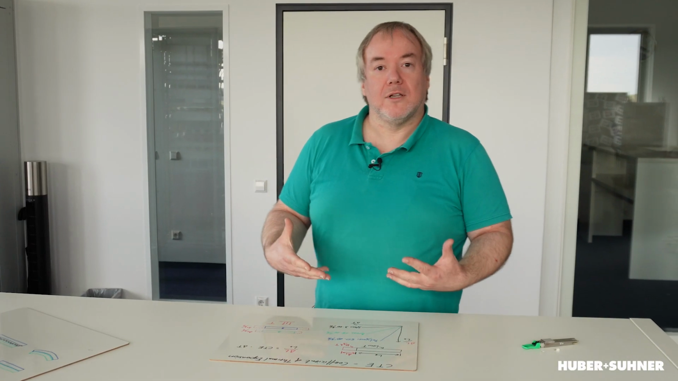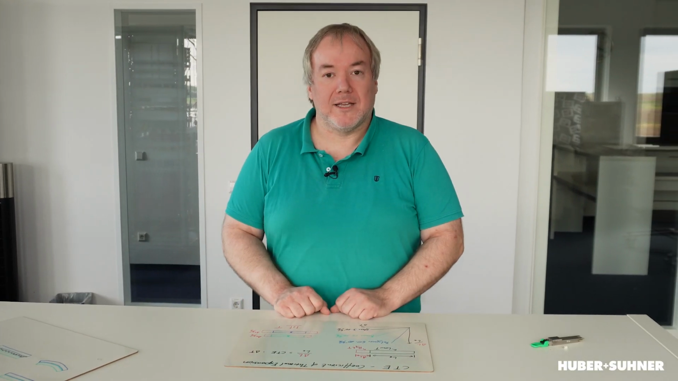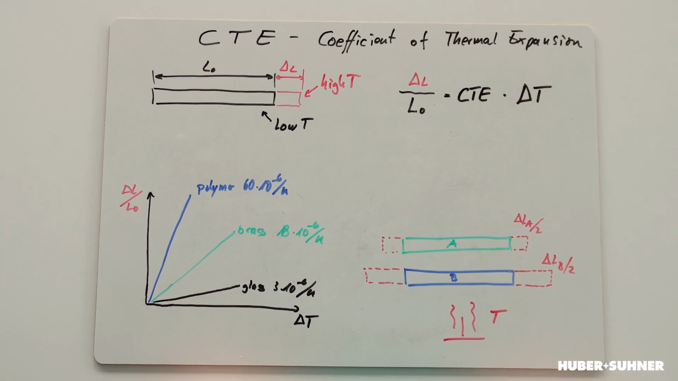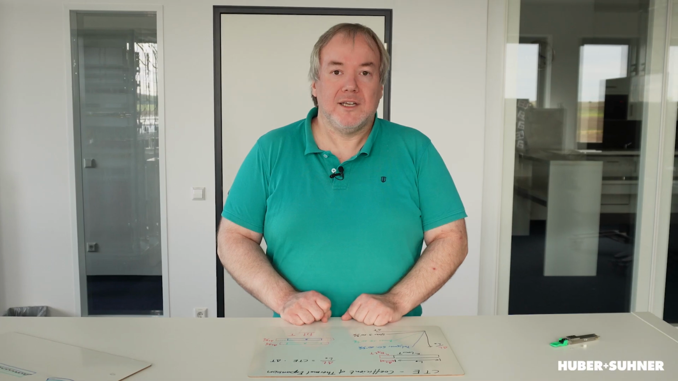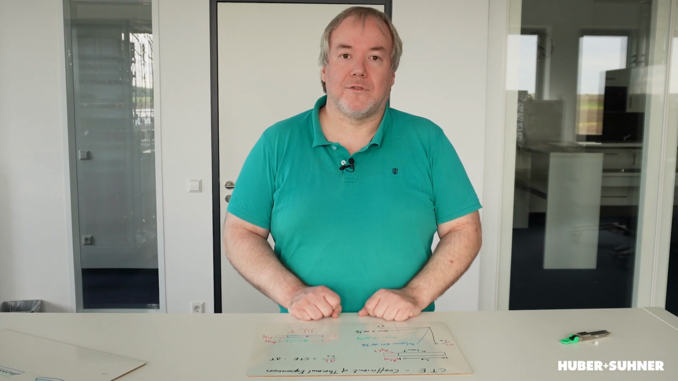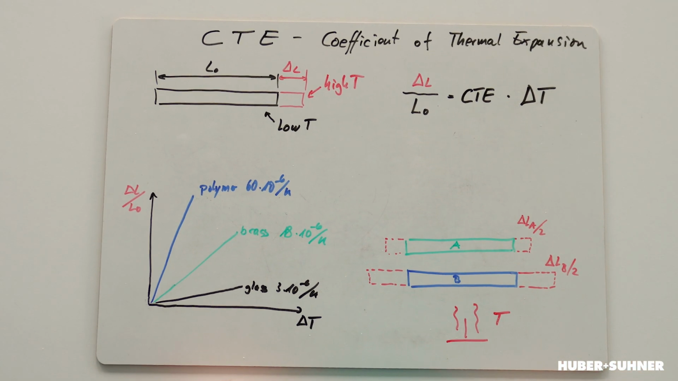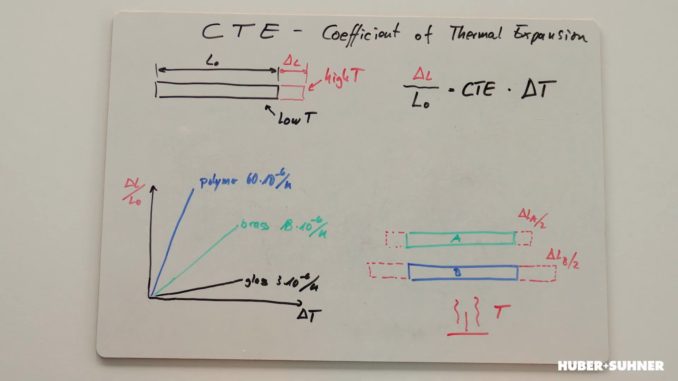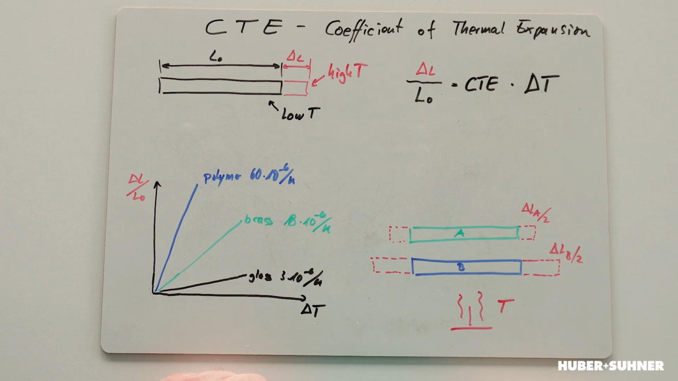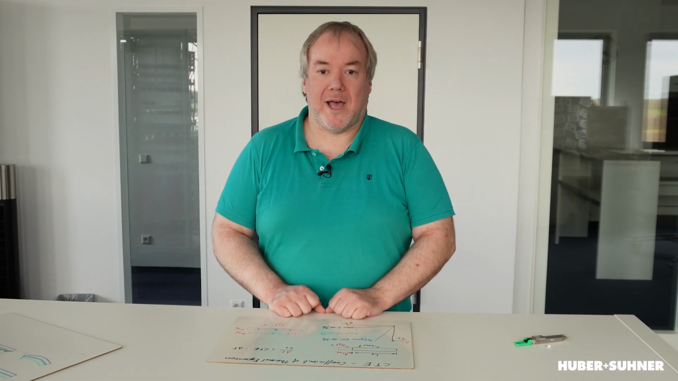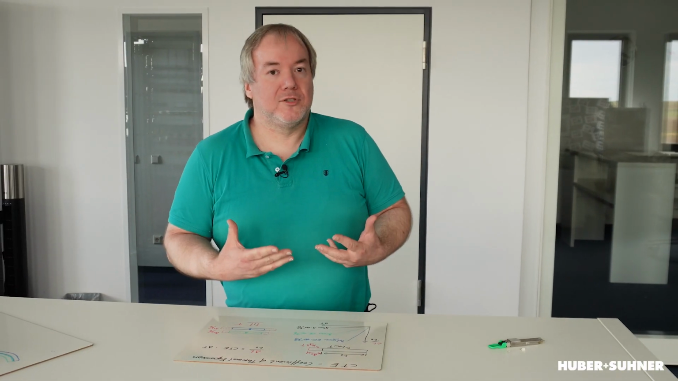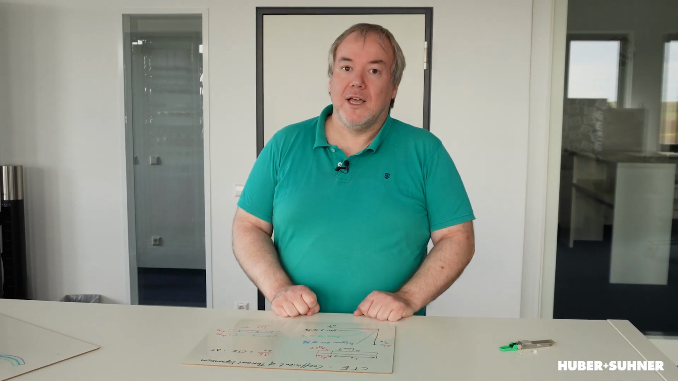And if we take a closer look at this in a mathematical way, here we have an equation. On the left-hand side we have delta L divided by L0. This is more or less the relative change of the length. On the right-hand side we have delta T, the change in temperature, and there's a coefficient in between. This is the CTE, the coefficient of thermal expansion. This CTE is a property of the material, so every material has its own CTE.